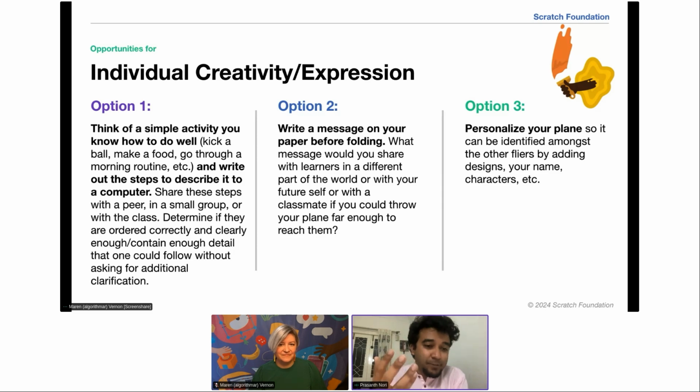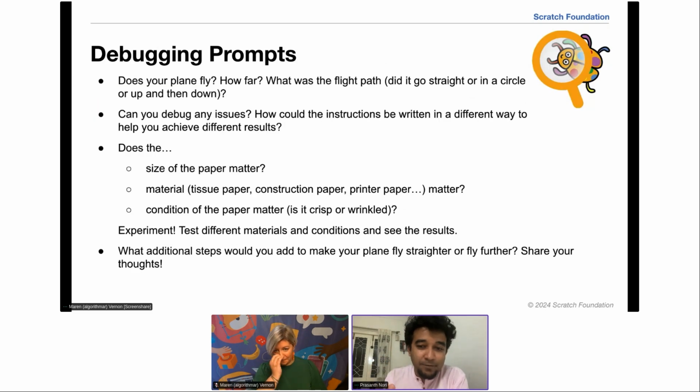Once we do this, a very crucial point for us is debugging, and really thinking about, does your plane fly? How far does it fly? Or, what was the flight path? Some went straight, some went in a curly way. Then can you debug some of those issues, right? Maybe the instructions have to be written differently, or maybe you have to be more observant before you write the instructions. Lots of room to think about it.